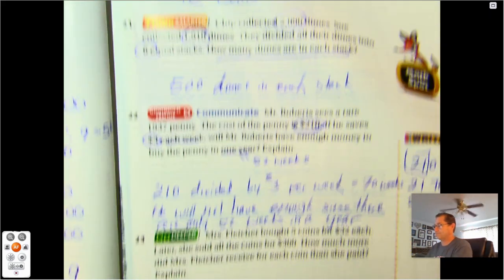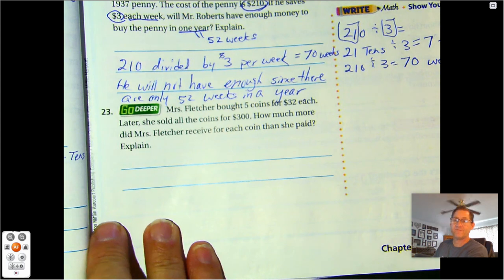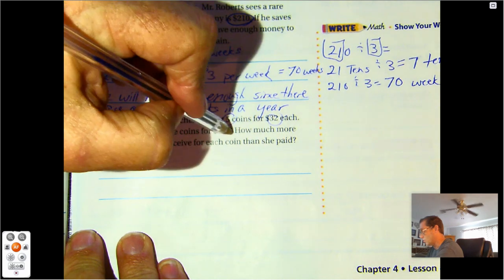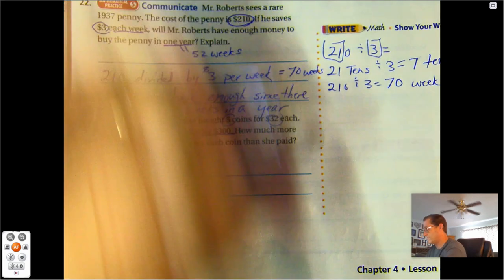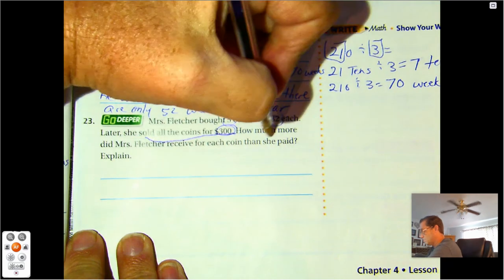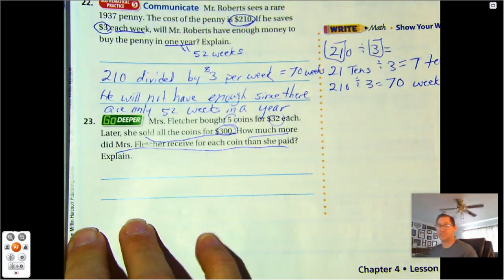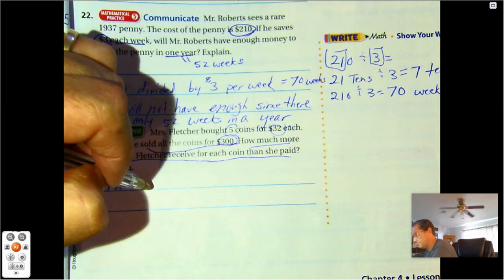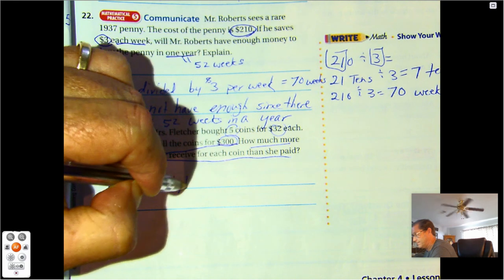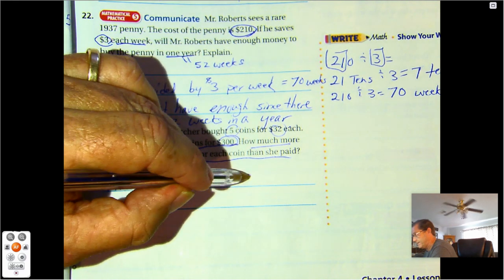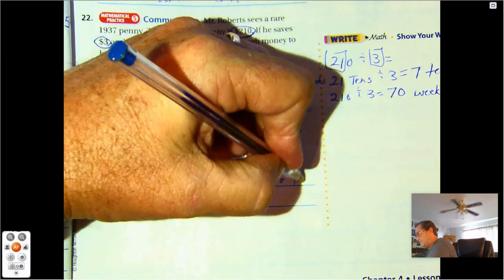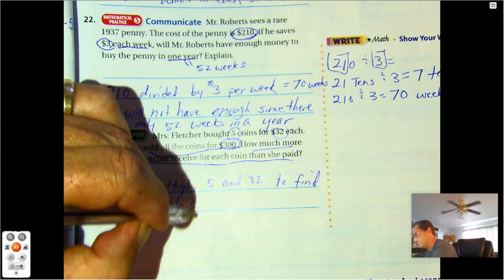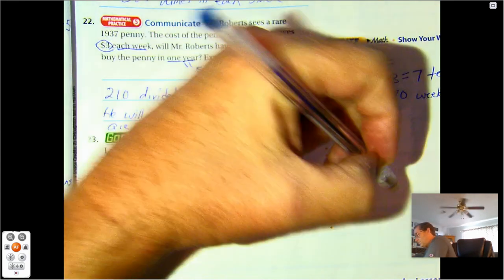Mrs. Fletcher bought 5 coins for $32 each. Later, she sold all the coins for $300. How much more did she receive than she paid? Well, let's see. First, multiply 5 and 32 to find how much she spent. So 32 times 5.